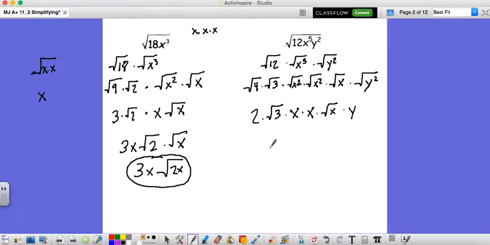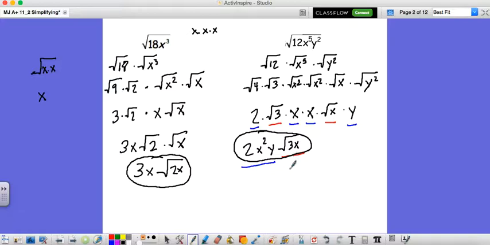So now we're just going to regroup some things. X times x is just x squared. So 2x squared y times the square root of 3x. We're just grouping these two things together and pulling these guys out front. And then we're grouping the square root of x and the square root of 3 together right here. So our final simplified answer is indeed 2x squared y times the square root of 3x.